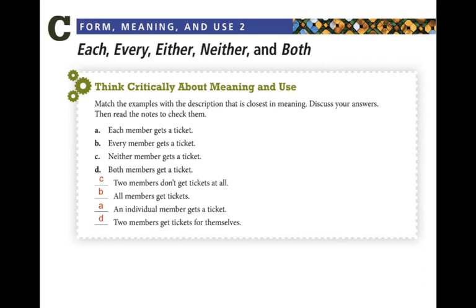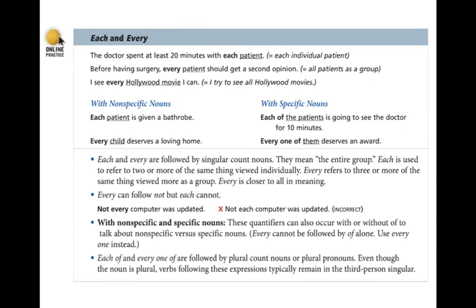Now you'll do some exercises with each, every, either, neither, and both. Each and every. The doctor spent 20 minutes with each patient, at least 20 minutes with each individual patient. Before having surgery, every patient should get a second opinion. That means all patients as a group. I see every Hollywood movie I can. I try to see all Hollywood movies.